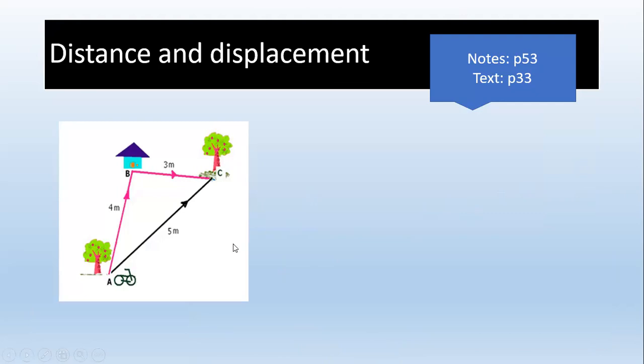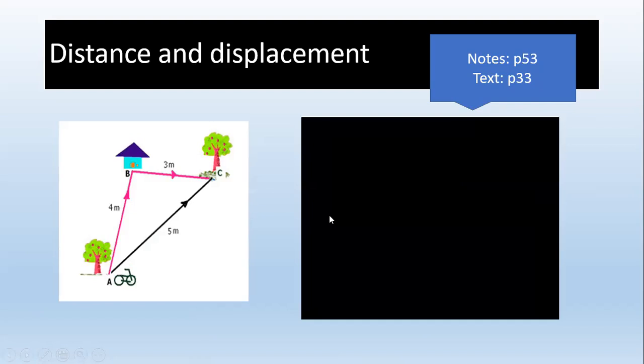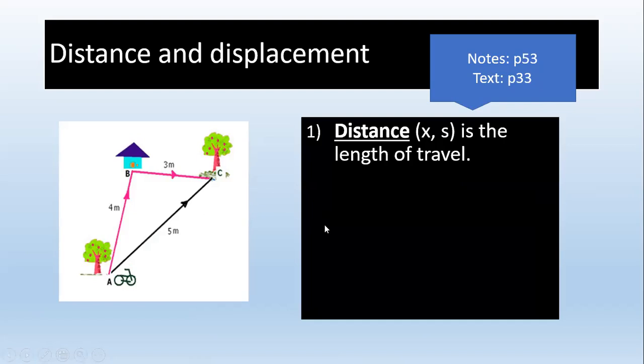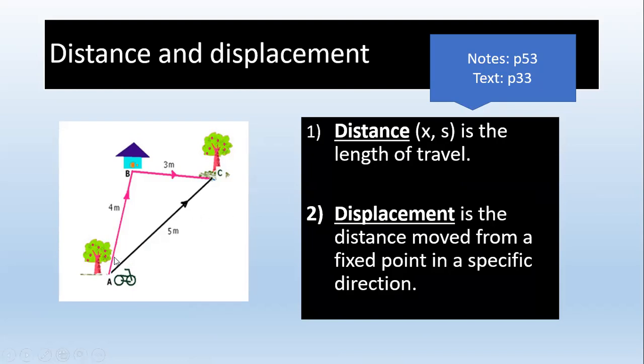Okay, that is the journey. We start from A, we end at C. So distance, right? We can use a symbol X or S, length of travel. And this one travels 4 meter and 3 meter. Displacement is the distance moved from a fixed point in a specific direction. So in this case, if you start from A to B, then stop at C, then for displacement we are interested in where you start and where you stop.